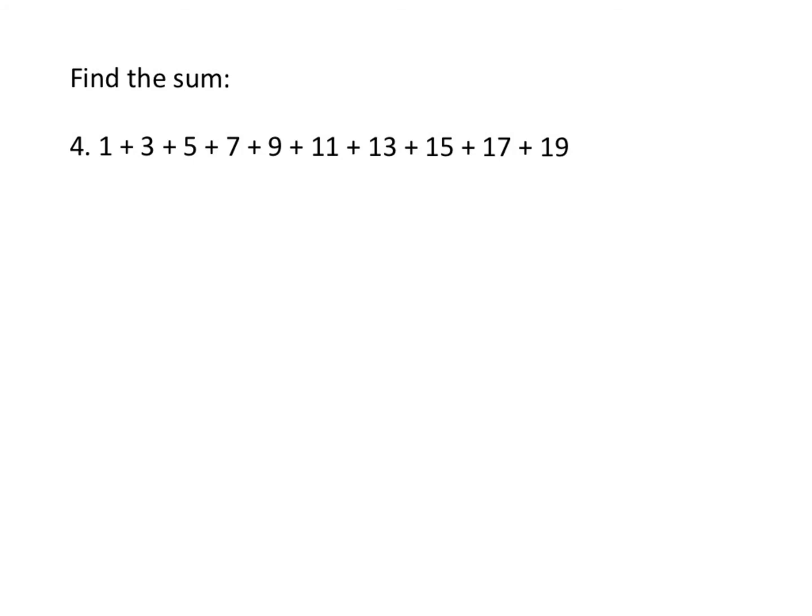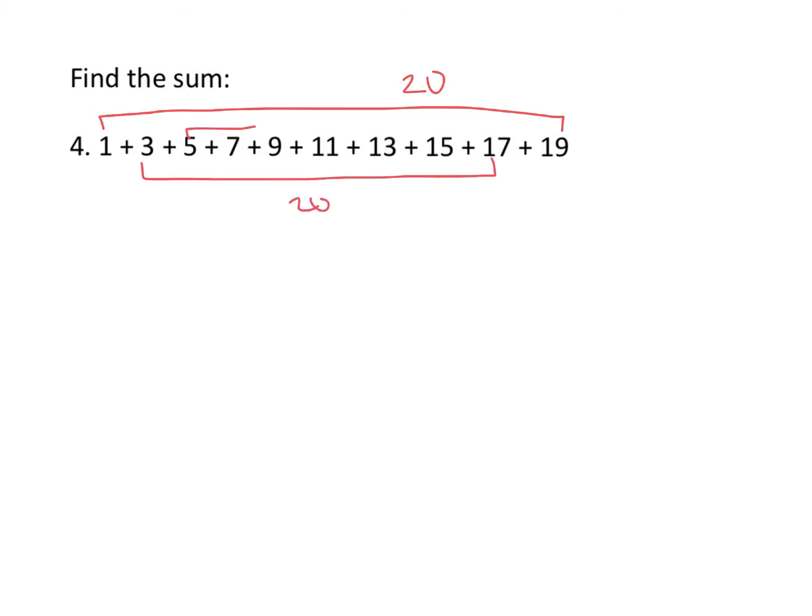Okay, so the little trick for this one is to notice that there is a pattern here. Each of these is separated by 2. If you add together 1 and 19, you get 20. If you add together 3 and 17, you also get 20. Same thing, this gives you 20, this gives you 20, and this gives you 20. So you actually have 5 sets of 20, which would give you 5 times 20 equals 100. So that's the little trick if you see something like this.